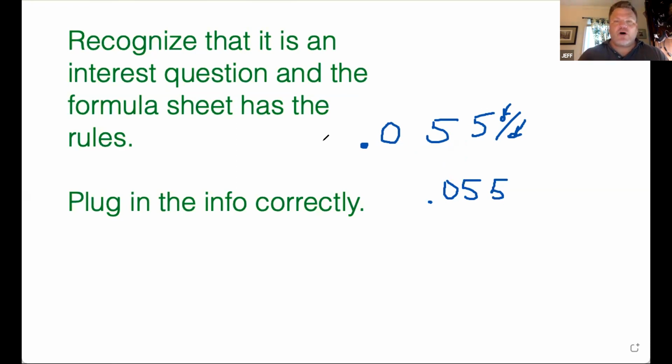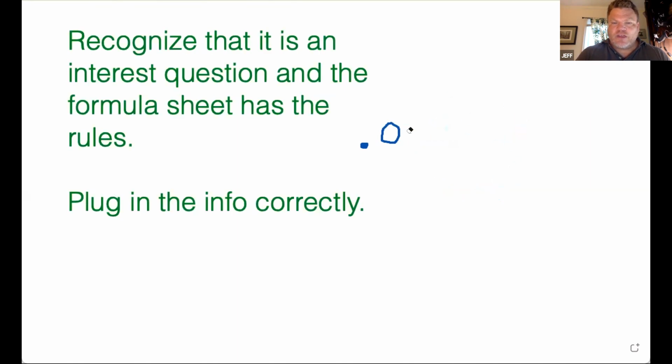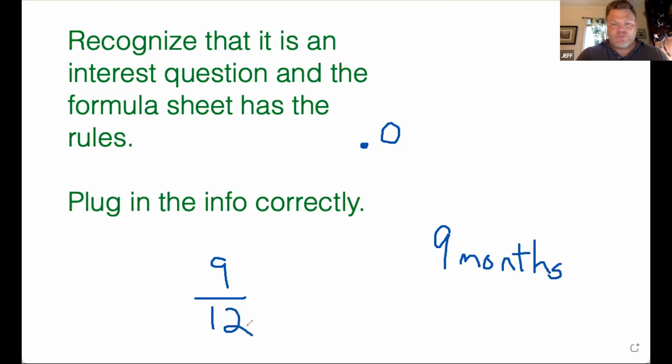The second curveball is that the time is always in years, and they could give us months. If they said, like the example in the book, 9 months, the time is always in years, and you can make fun of my handwriting all you want. That's 9 out of 12. This is a calculator question. And here I went with a fraction, stuff that everybody hates.